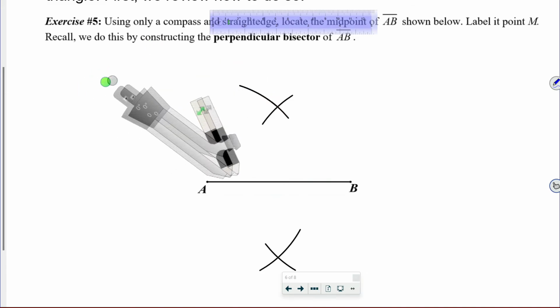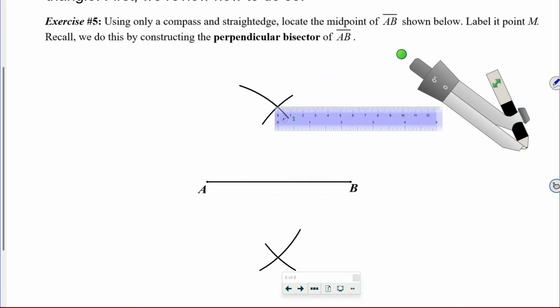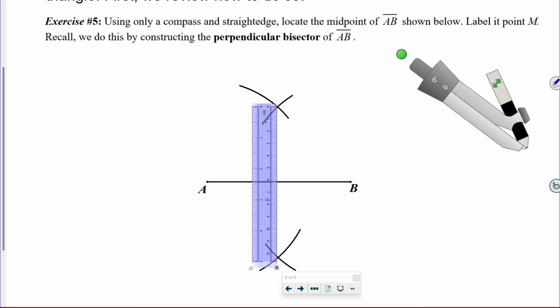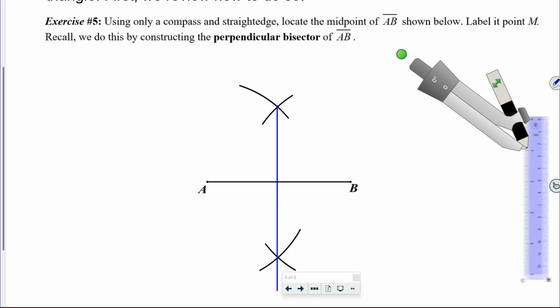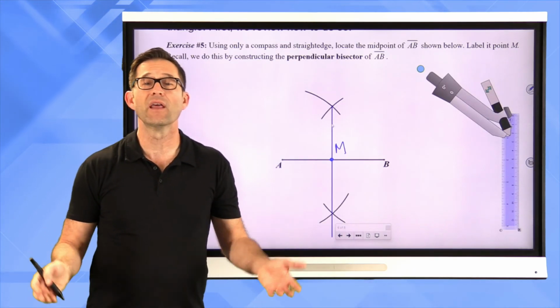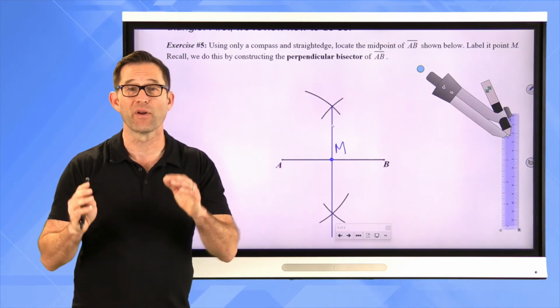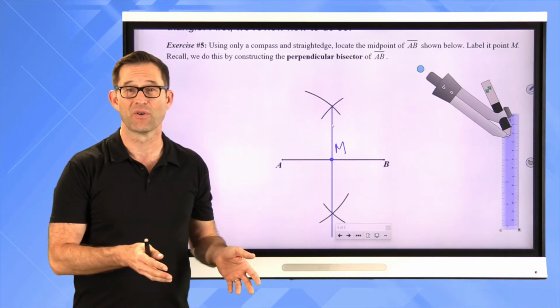All right, get rid of my compass. And now I just connect my two intersection points. And when I do that, it is the perpendicular bisector. I don't really care that it's perpendicular. All I really want is that midpoint, right? I've got to be able to locate midpoints in order to draw medians. I have to be able to draw medians in order to find their intersection point to find the centroid.